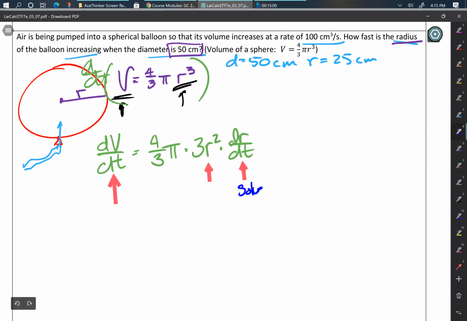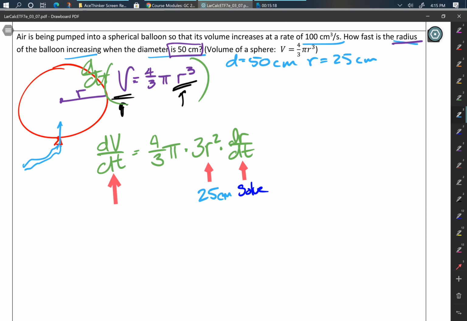And it looks like they want me to find out how fast the radius is increasing. So they want me to find dr/dt, the rate of change of the radius. How fast is the radius increasing? So then the other two must be given in the problem. Now we've already talked about the radius. The radius is 25 centimeters. Okay? But what's dV/dt?